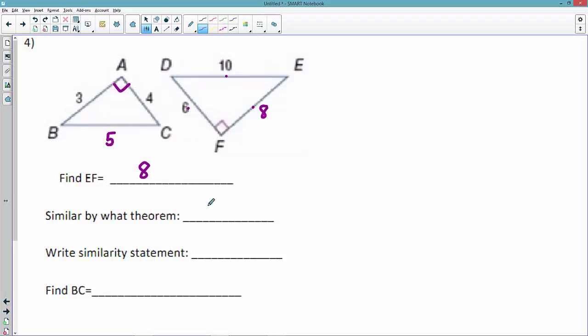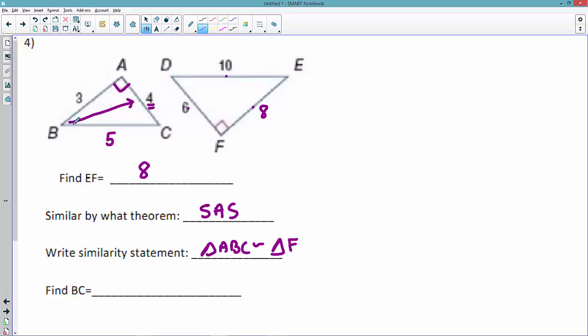Similar by what theorem? Well, actually, we can do SSS right now, or we could do SAS. I'm going to do SAS, which might have been your instinct. But I could have, once I found all 3 sides, I could do SSS as well. Similarity statement, first triangle in alphabetical order, similar to triangle. Now look what happens. A is the right angle, so F has to go next. Okay. B is across from 4. Now 4 is the medium side, 3, 4, 5.